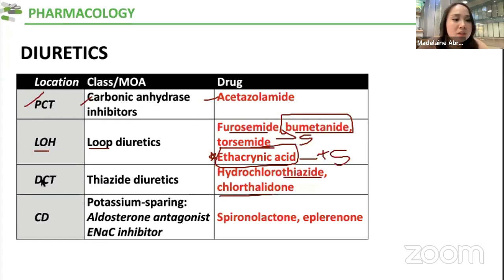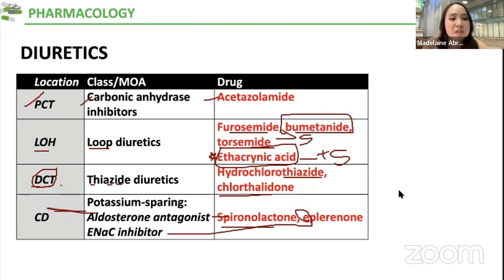Okay, wala siyang sulfur. Your thiazides, your hydrochlorothiazide, chlorthalidone. So these are thiazide diuretics acting on the DCT. So TZD acts on your DCT. Palatandaan ko for that. And then yung spironolactone is an aldosterone antagonist, while your eplerenone is an ENaC inhibitor, which are acting on the collecting ducts.